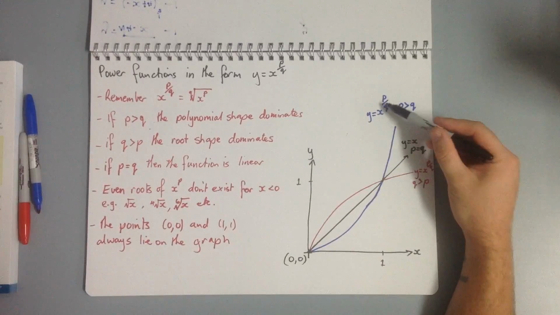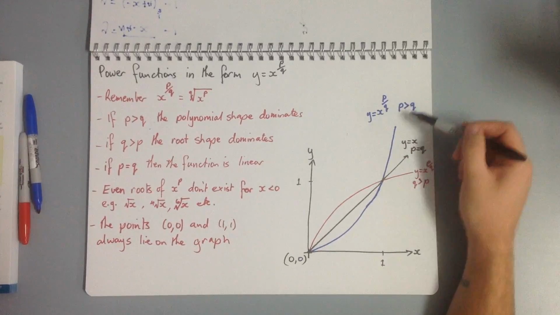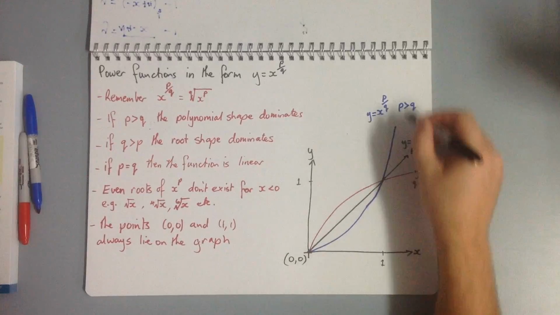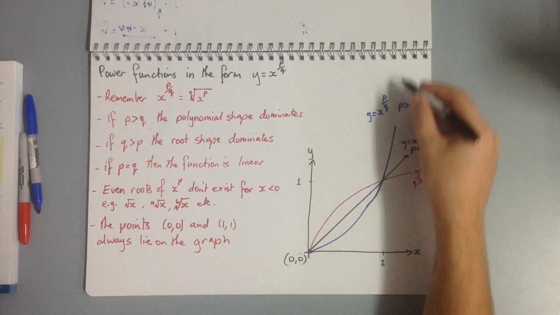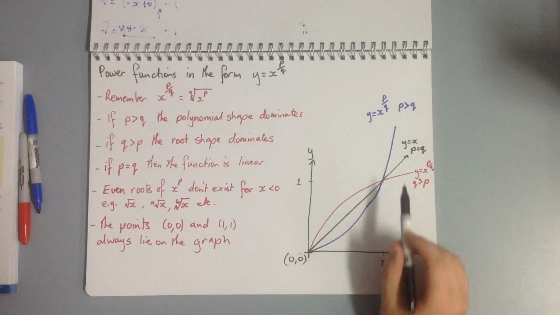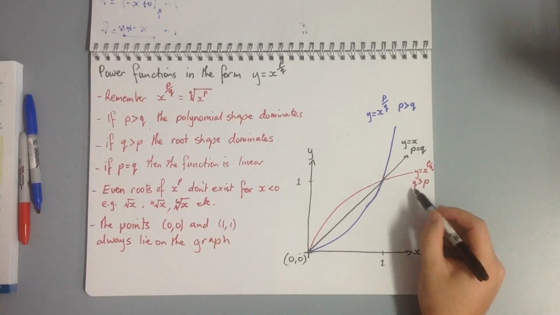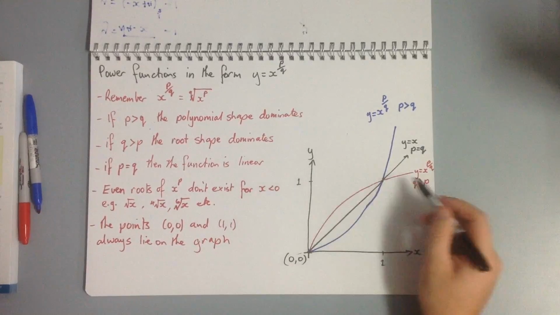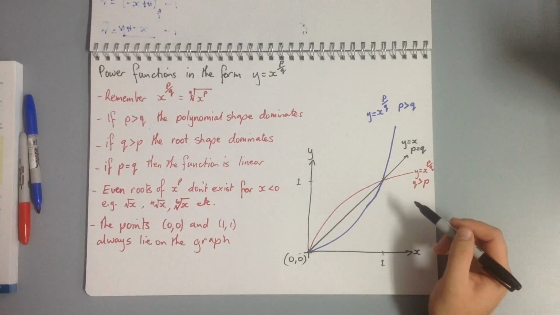Here we've got the case where p is bigger than q. As we said, the polynomial shape dominates, so it looks like a nice polynomial. Down here we've got q bigger than p, and you see the root shape dominates.